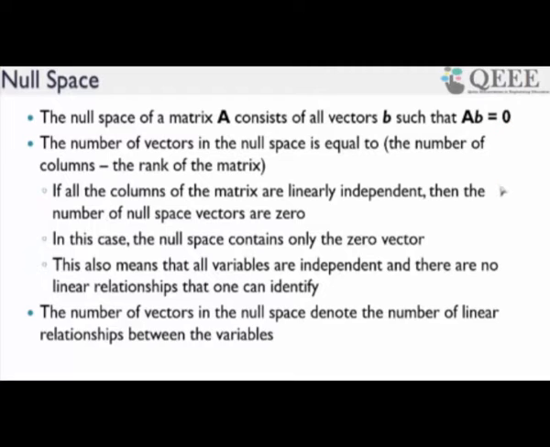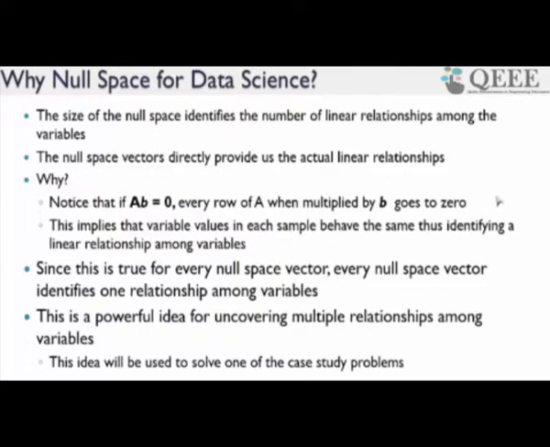However, if the rank is something other than 10, then the number of columns minus the rank will tell you the number of linear relationships that are there in the matrix. So in some sense, the number of vectors in the null space denotes the number of linear relationships between variables. More interestingly, the null space vectors directly provide us linear relationships among variables.